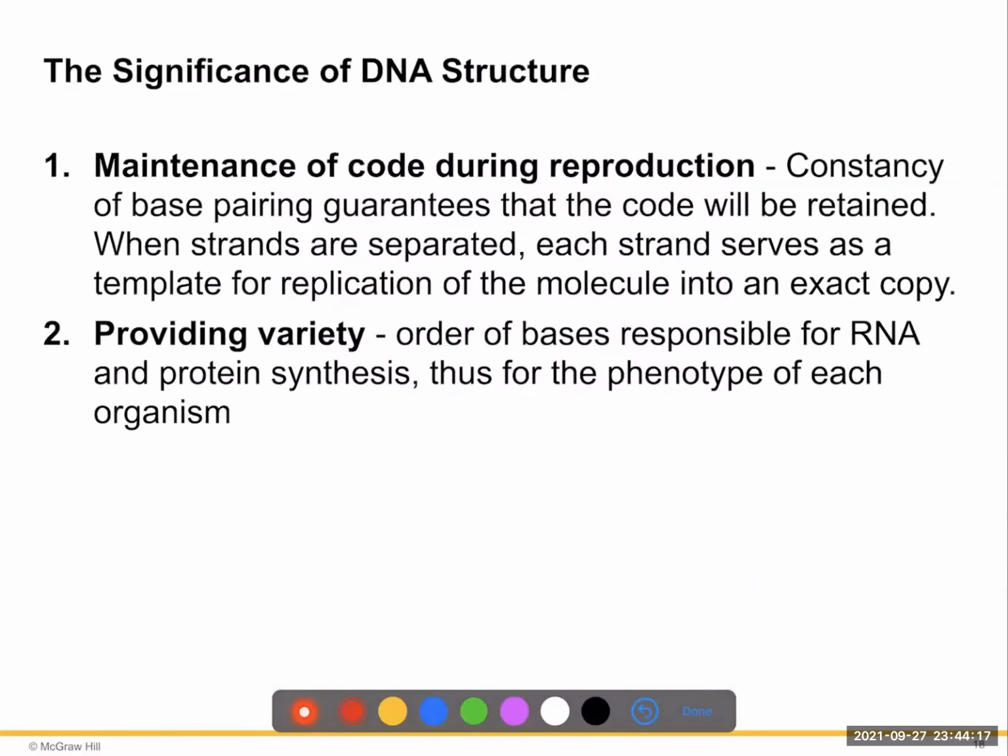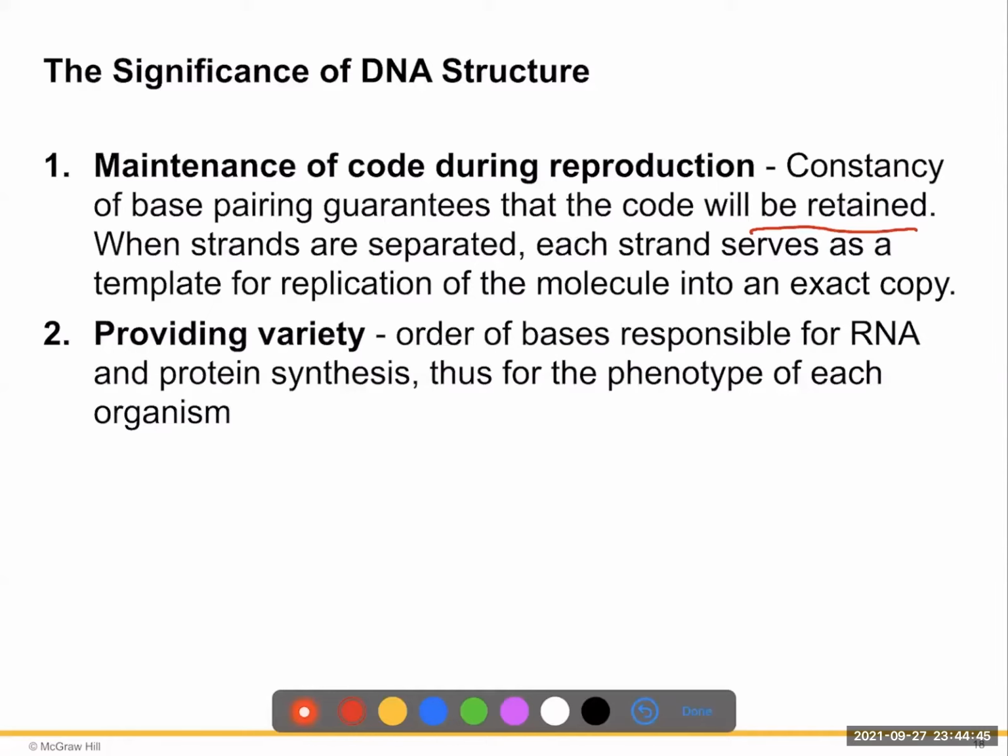Okay. So you have to maintain this code during reproduction, otherwise when the cell splits to form a daughter cell, you have to copy the DNA exactly. So each cell has the correct DNA sequences to make the proteins they need. Okay. So constancy with base pairing guarantees the code will be retained. It only pairs in a certain way. When the strands are opened up, each strand serves as a template to replicate into another copy of itself.